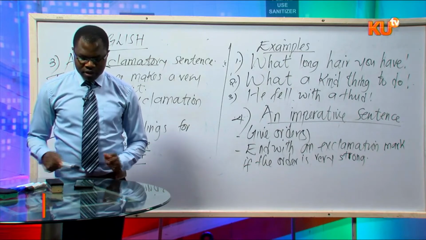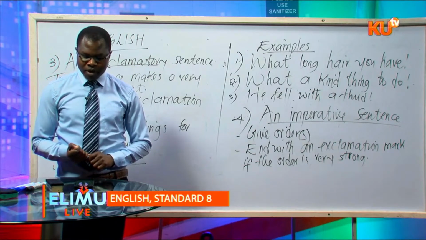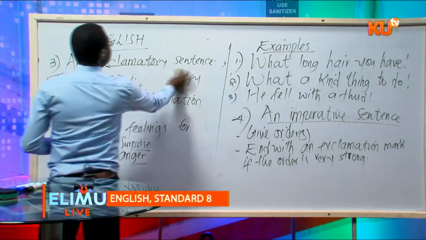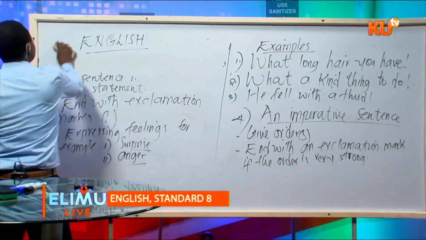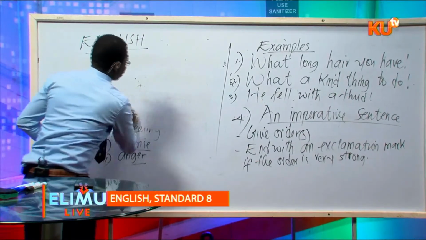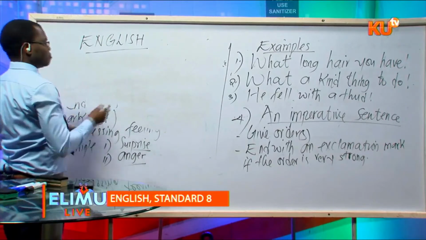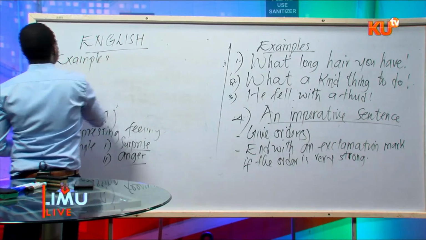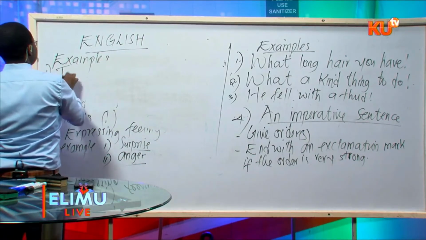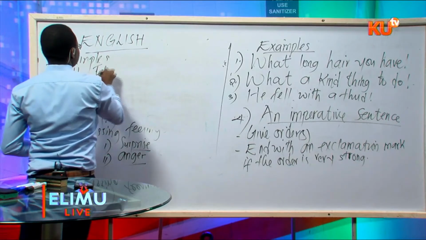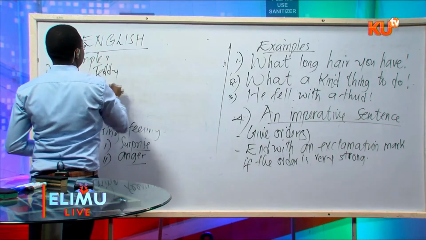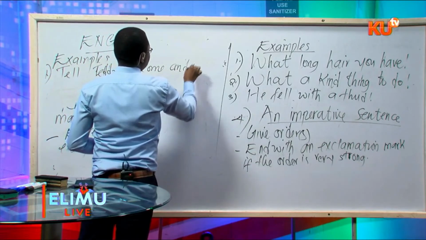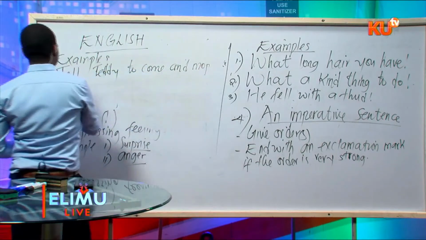For example, tell Teddy to come and mop the floor. That is an example of an imperative sentence. It is an order. Example of an imperative sentence. Number 1, tell Teddy to come and mop the floor.